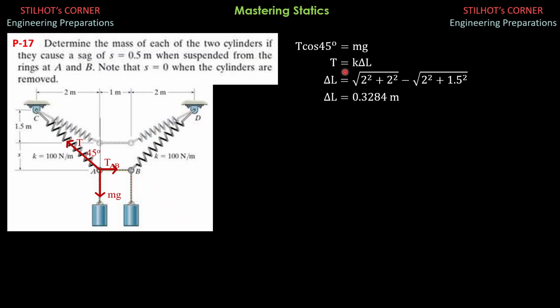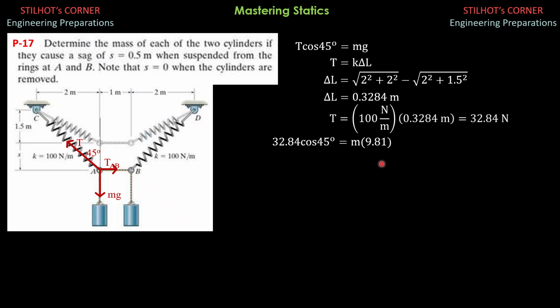So the tension force in the spring is 100 Newton per meter times 0.3284, and that is equal to 32.84 newtons. Substitute above. 32.84 cosine 45 equals m times 9.81. So the mass of each cylinder is 2.367 kilograms.